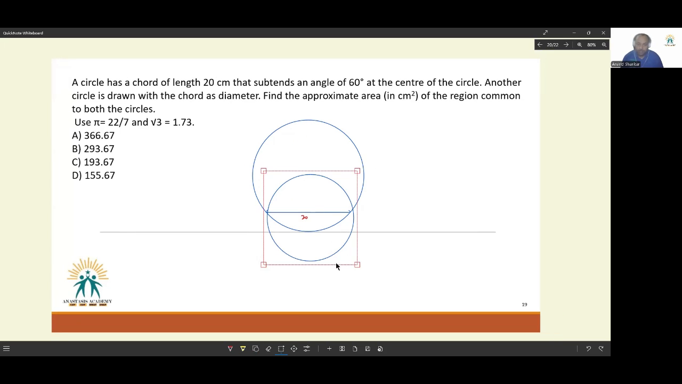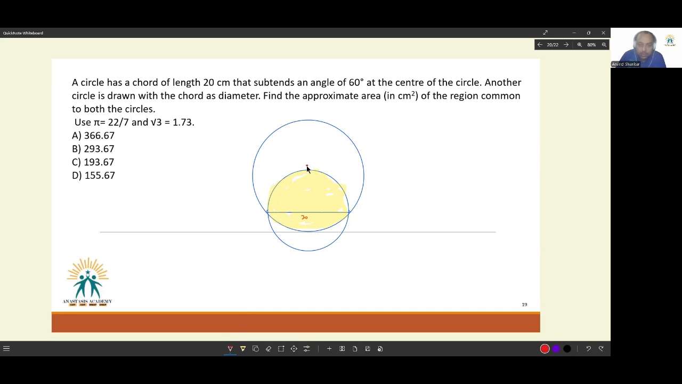Trying to make the diagram very nicely. This is it. Okay. Find the approximate area in centimeter square of the common region to both the circles. So we need this area.